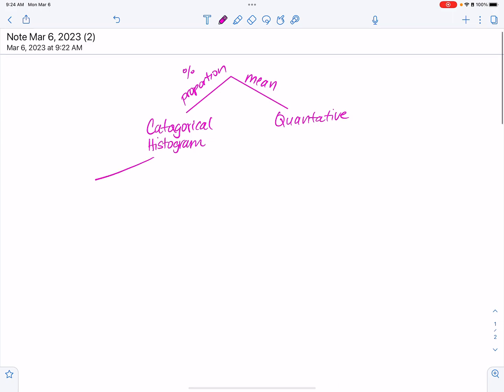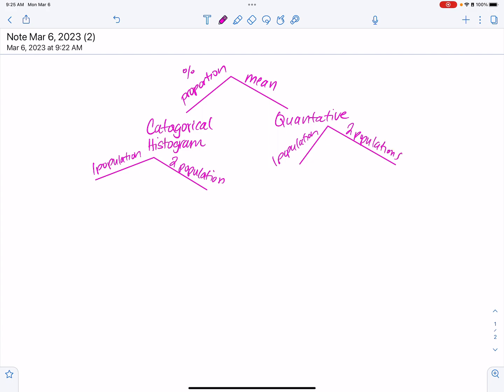All right, so then you're going to ask yourself if it's one population or two populations. Same thing here, one population or two populations. All right, so let's look at the categorical.